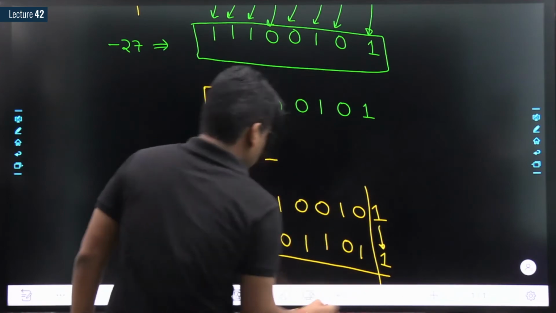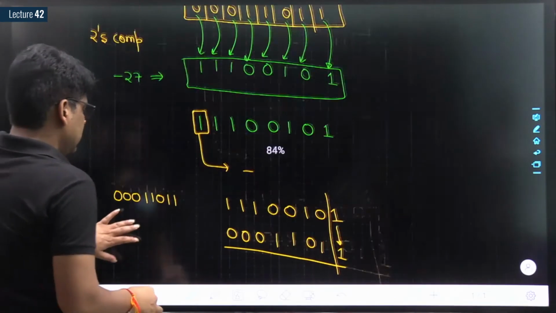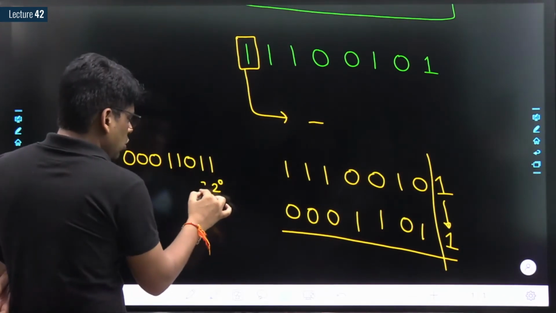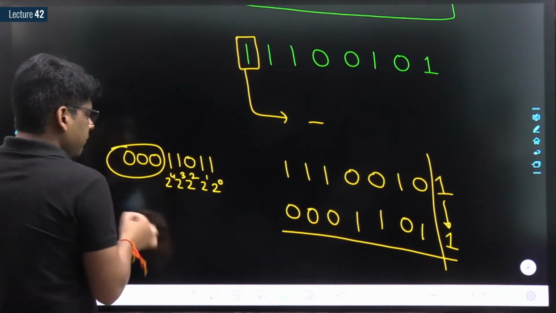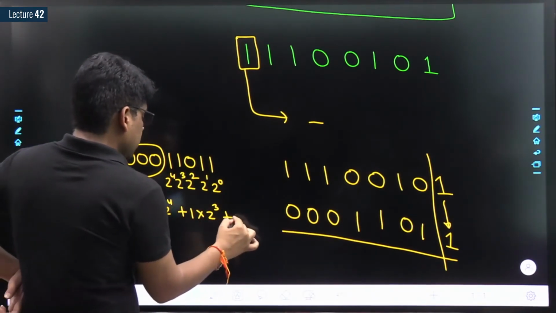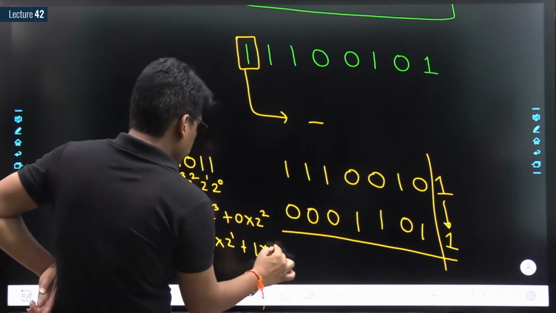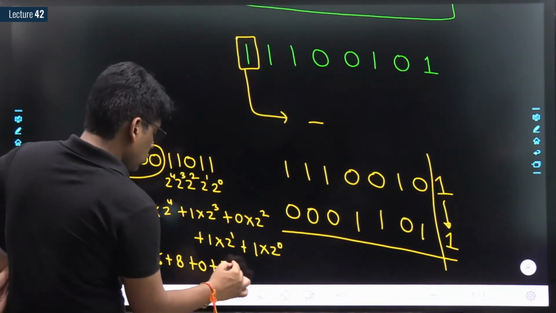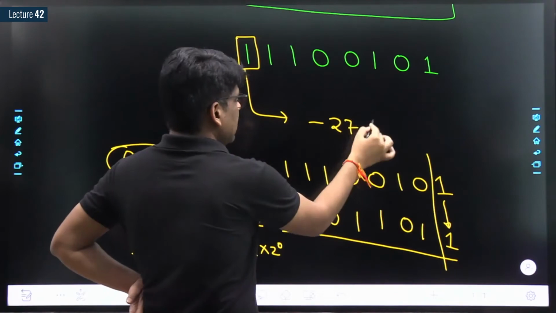That means this is my number: 00011011. Sir, what is this number in decimal? Let me check. 2 to the power 0, 2 to the power 1, 2 to the power 2, 2 to the power 3, 2 to the power 4. We don't need the rest. So 1 into 2 to the power 4, 1 into 2 to the power 3, 0 into 2 to the power 2, 1 into 2 to the power 1, 1 into 2 to the power 0. That means 16 plus 8 plus 0 plus 2 plus 1, that means 24 plus 3, 27. That means this number is minus 27.